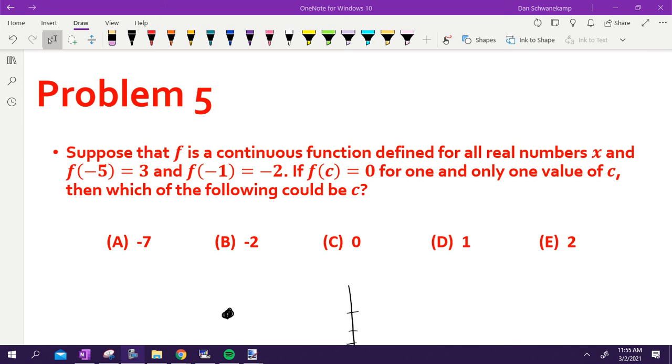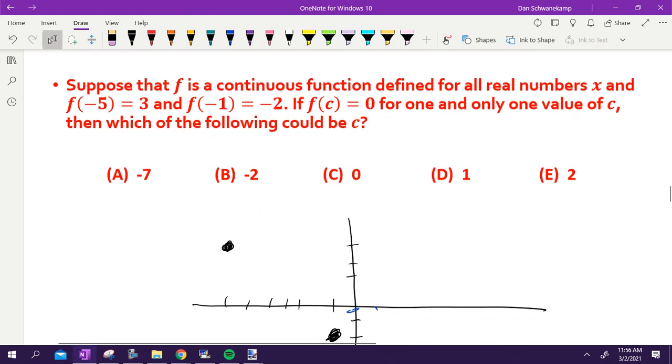Suppose that f is continuous and defined for all real numbers. f of negative 5 is 3. f of negative 1 is negative 2. If f of c has to equal 0 for one and only one value, which of the following could be c? Try that. When in doubt, graph it out.